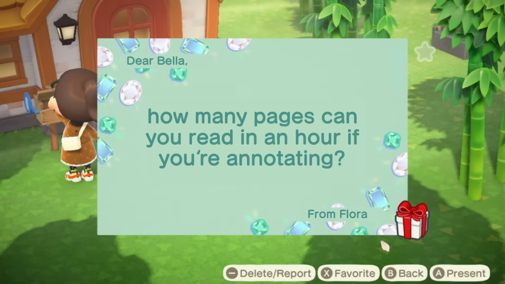How many pages can you read in an hour if you're annotating? You know what? I don't know. I've never really counted how many pages I can read in an hour and then how many pages I read if I'm annotating, but I'm guessing it's a lot less because when I'm annotating, I'm trying to connect with the book on a deeper level. I like taking my time underlining and using the brackets and circling specific words. Like, I like doing that. I have so much fun with it. And when it stops being fun, I stop it. But as long as it's fun and as long as I'm learning something, as long as I'm taking something away from this experience, I will continue to do so.